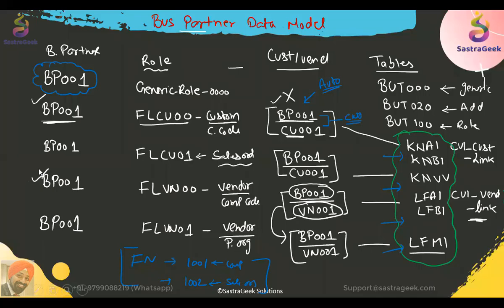Then we went through the data model for the business partner: when we create a business partner, what kind of different tables and what kind of different roles we need to update. By updating different roles, what objects get created, when the customer gets created, when the vendor gets created, and what kind of tables get updated. That we discussed in detail.